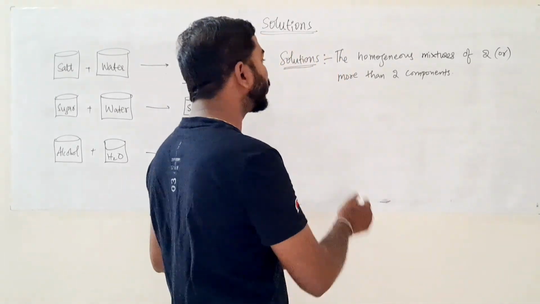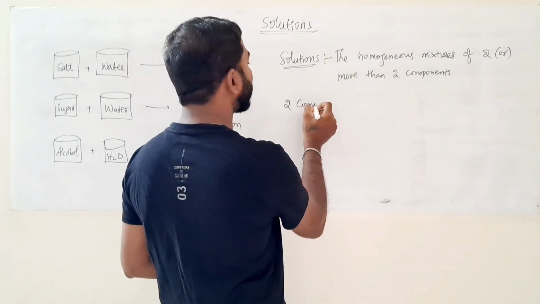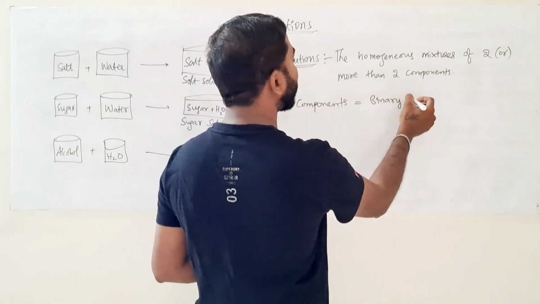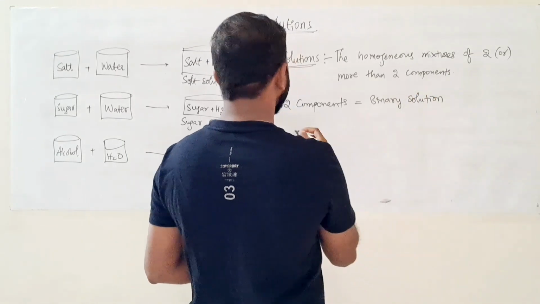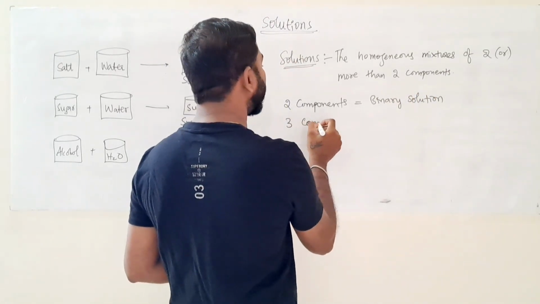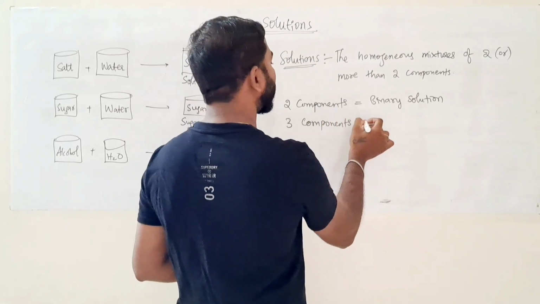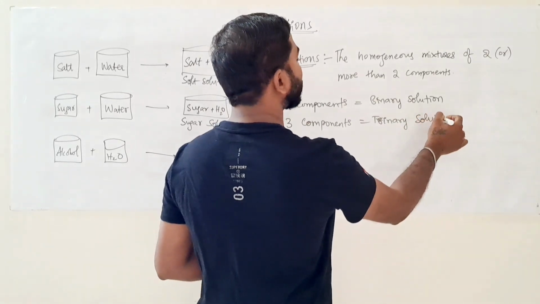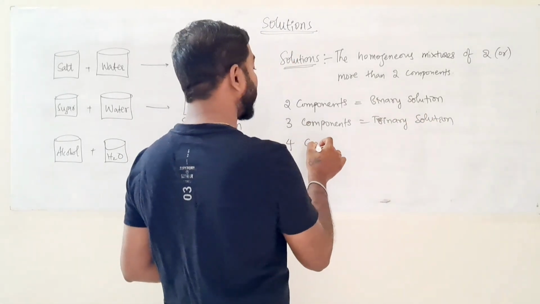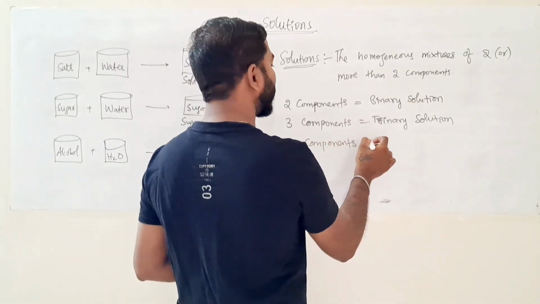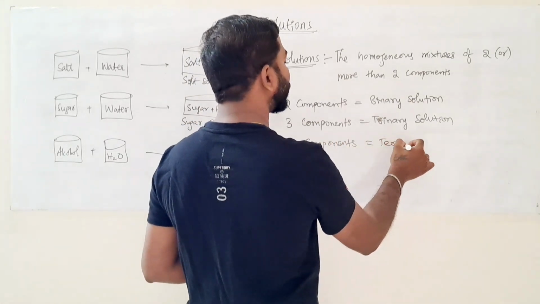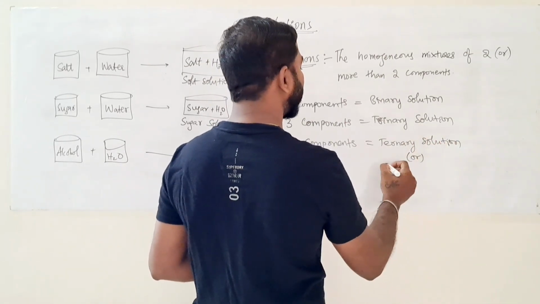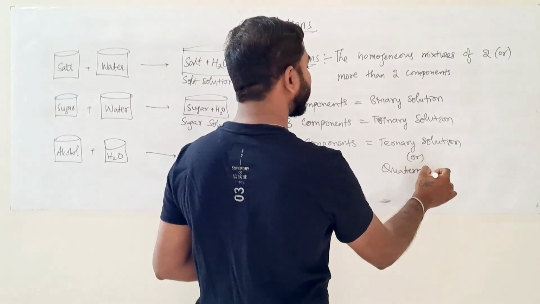If the solution has only two components, then we can call it a binary solution. If the solution contains three components, then it is called a trinary solution. Similarly, if we have four components present in the solution, then it is said to be a ternary solution, or it has another name also, that is quaternary solution.